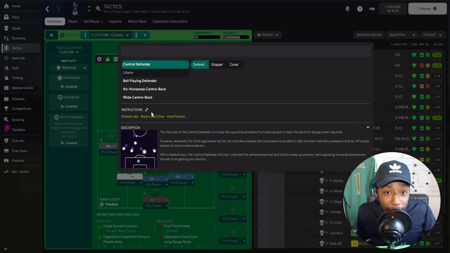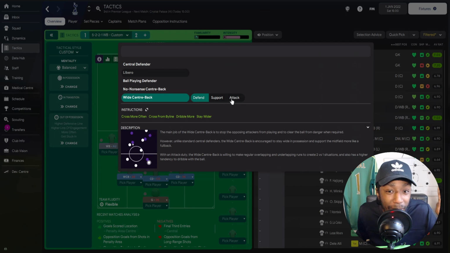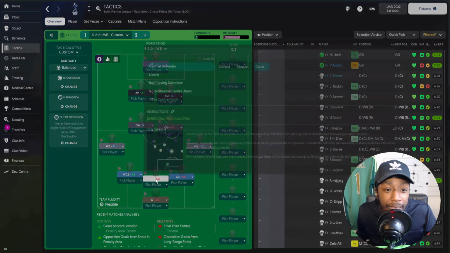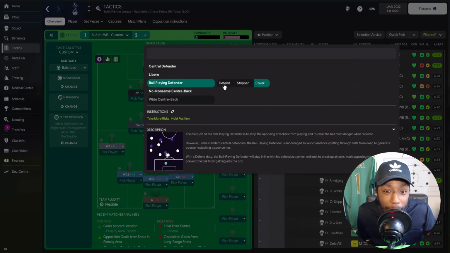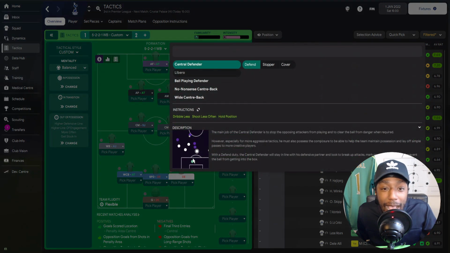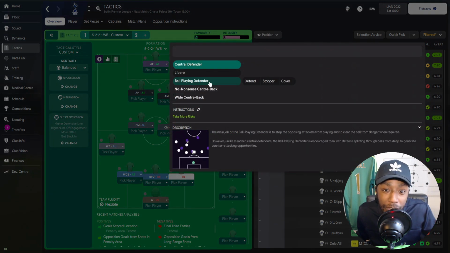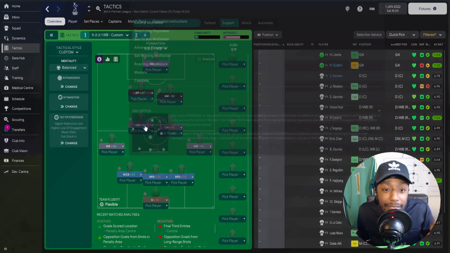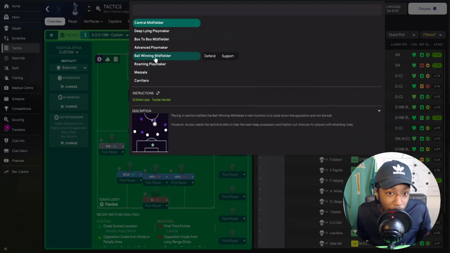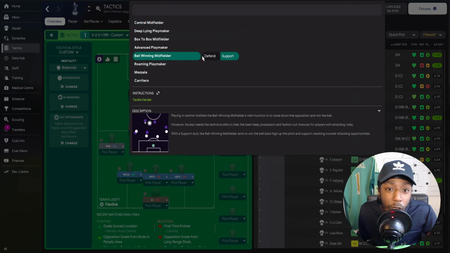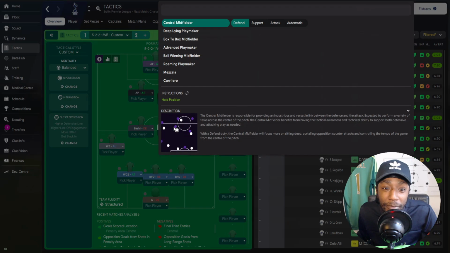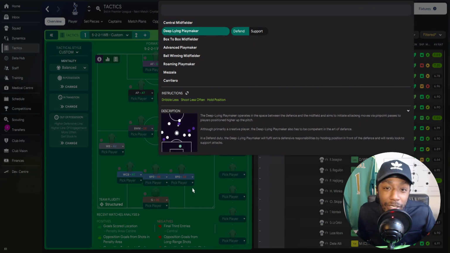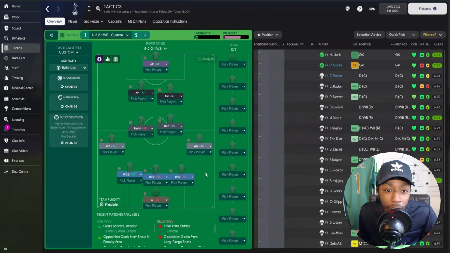So for the left wide centre back, we're actually going to use a wide centre back, but on the attacking duty. In the middle, we're going to be using a ball playing defender, that Eric Dier role, and on the right side, we're going to be using a ball playing defender. Antonio Conte likes his central defenders to be very confident on the ball. In central midfield, for the Harry Winks role, we're going to be using a ball winning midfielder on that defensive duty, and his midfield partner, Pierre Højbjerg, is going to be that deep lying playmaker on support.